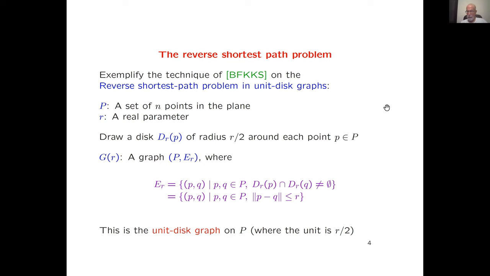So the vertex set of the graph is P itself, and the edges are all the pairs p, q such that the disk around p and the disk around q intersect. But this is equivalent to saying that it's the set of all pairs of points that lie at distance at most r apart, by the triangle inequality. And this is called the unit disk graph on P. Now unit means that the disks have unit radius. Here the unit is r over 2, but that's just a technical nuance.